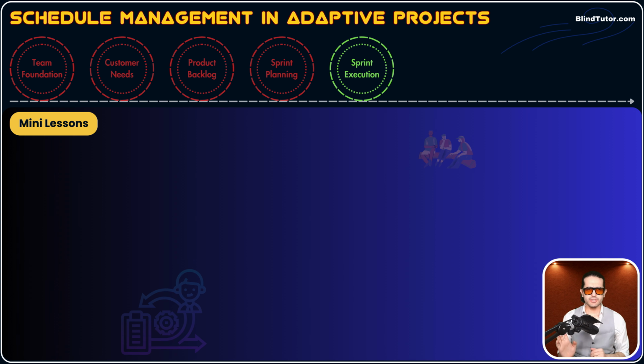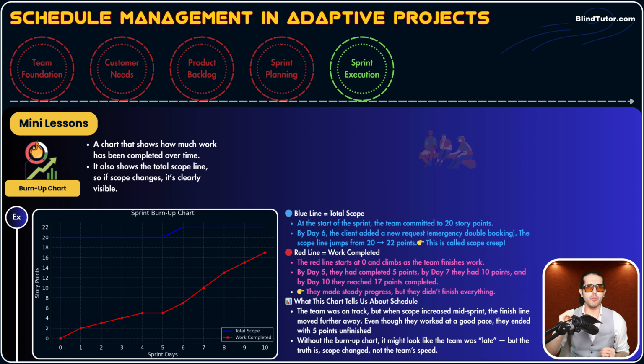All right, let's continue our mini lessons with Burnup Chart. Guys, what is Burnup Chart? It's a chart that shows how much work has been completed over time. In the vertical arrow, we have story points completed. In the horizontal arrow, we have days of a sprint, just like burn down chart.